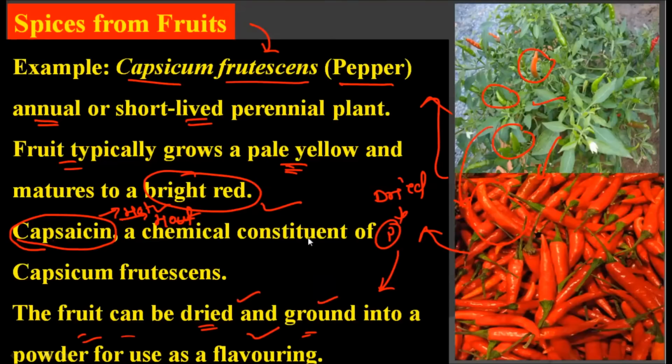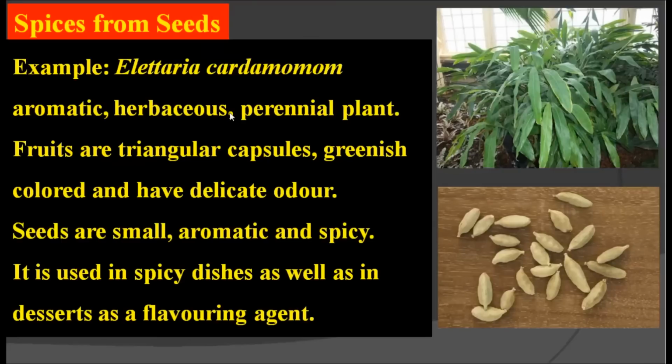Next is spices from the seed, and for this we have the example of Elettaria cardamomum. You may be familiar with this plant as well. This is an aromatic, herbaceous, perennial plant. Here you can see that the fruits of this plant are triangular capsules, greenish in color, and have a very delicate odor.